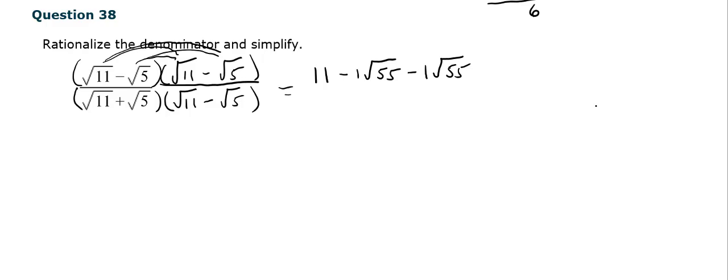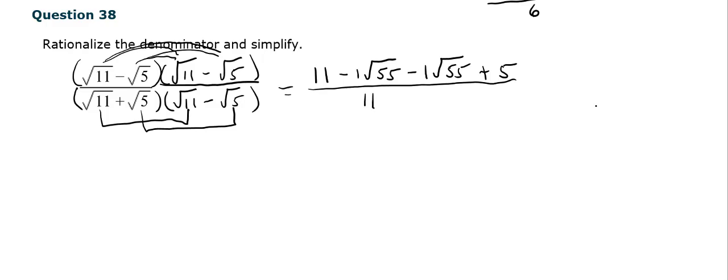And then negative square root of 5 times negative square root of 5 gives me positive 5, because a negative times a negative is a positive, and the square root of 5 times itself becomes 5. Now in my denominator, remember, I'm multiplying a factor times its conjugate. So in this case, all I need to do is multiply the first two together and the last two together. So the square root of 11 times itself is 11. And positive square root of 5 times negative square root of 5 gives me a negative 5.